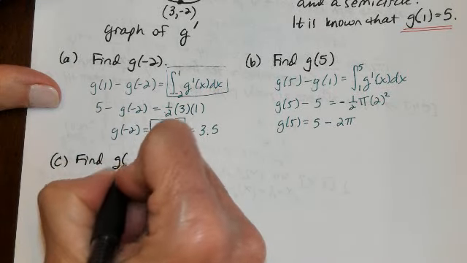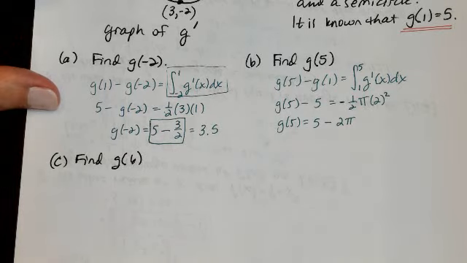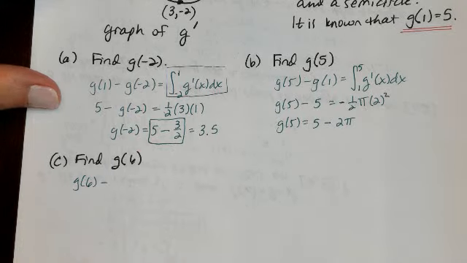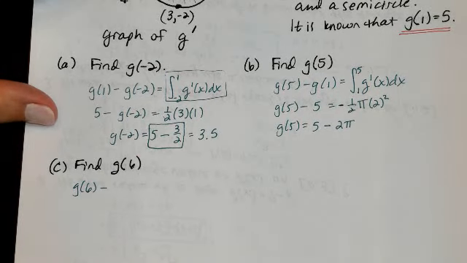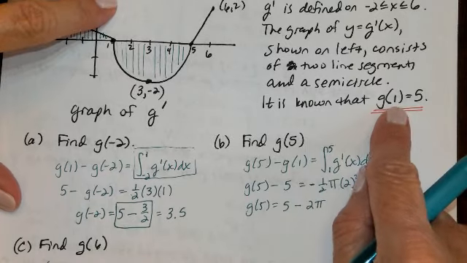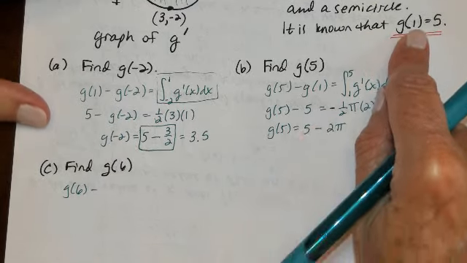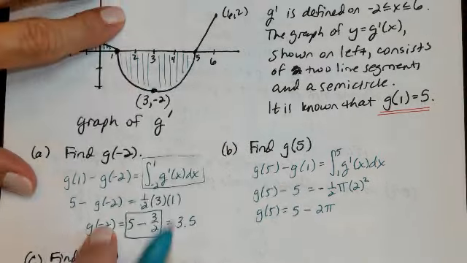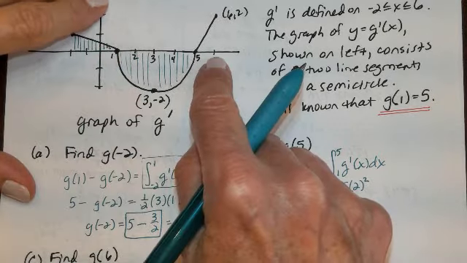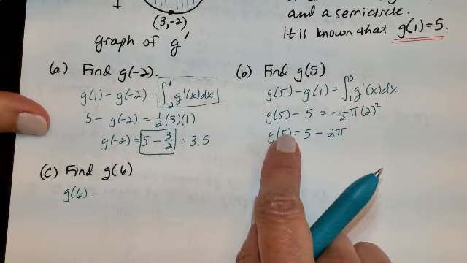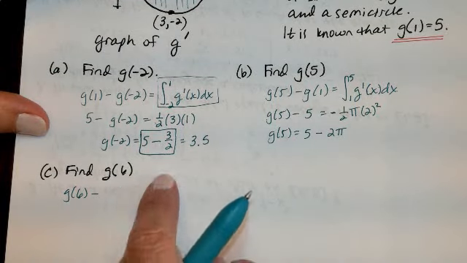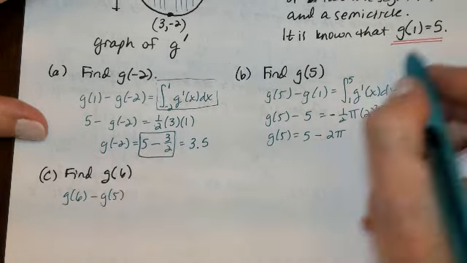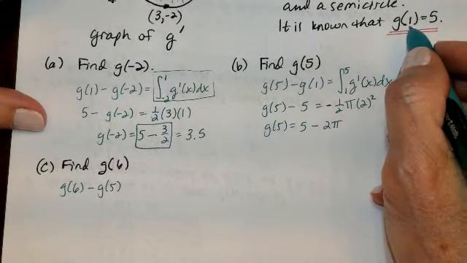Find g of 6. Well, this one we're going to set up just like we did g of 5. So g of 6 minus, all right, now we have a choice. We can use the given point, g of 1, or we can use one of the other 2 points that we just found. I wouldn't want to use g of -2 because that's way over here. I'd like to use something closer to 6 though. Why don't I use g of 5? Because that's really close to 6. So my integral will just be a little area. So I'm going to use g of 5 here, but we could have still used the g of 1. That would have been fine.